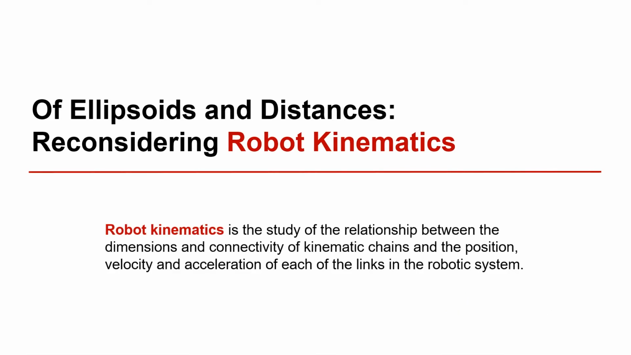Robot kinematics is defined as the study of the relationship between the dimensions and connectivity of kinematic chains and the position, velocity, and acceleration of each of the links in the robotic system. This definition suggests that robot kinematics is by no means a new area of research, and this is true.